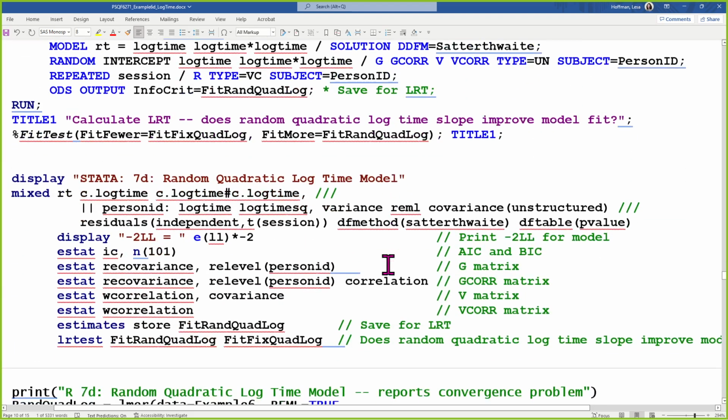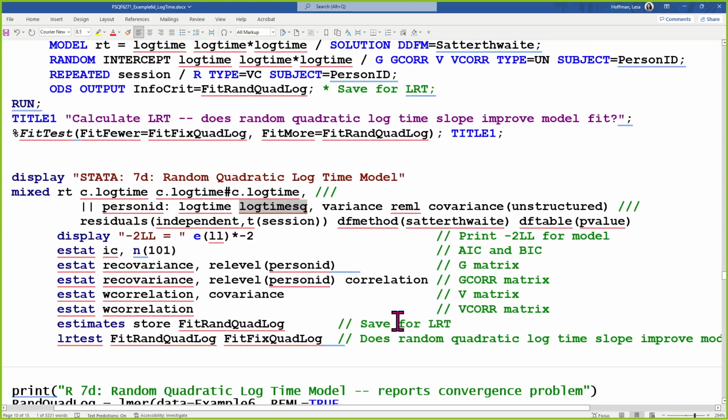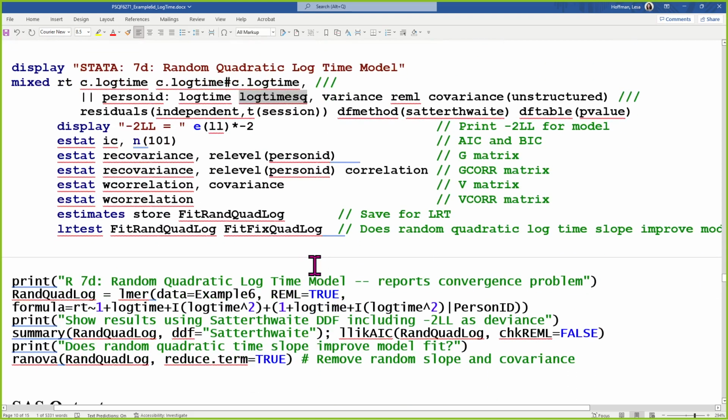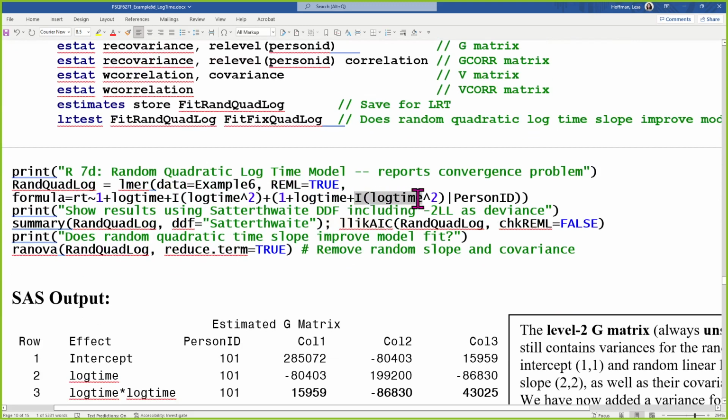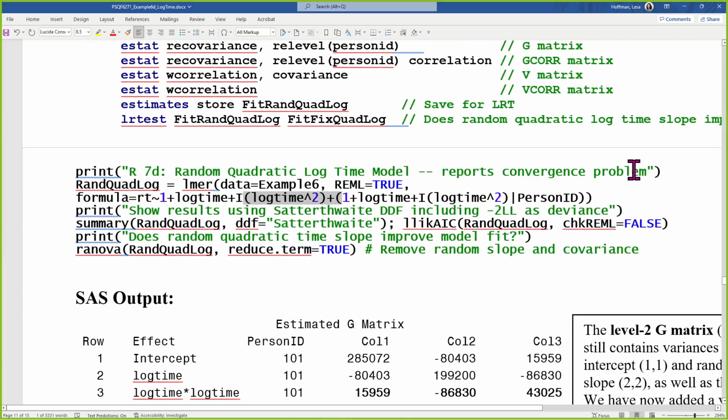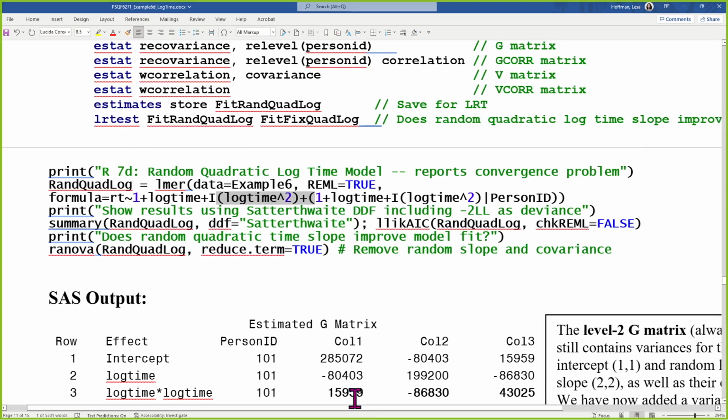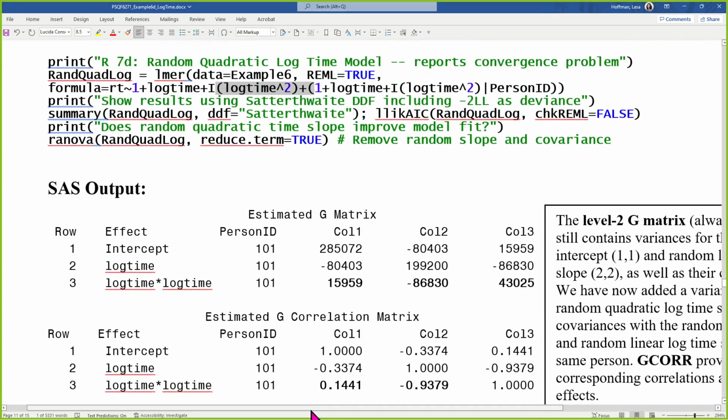And this is the point, Stata users, where I had to use log time squared as a variable. It wouldn't let me do log time times log time in the random part of the model. I don't know why. In R, it was fine with that. So I have this I log time squared thing in the random function, as well as a fixed effect over here. And I have a note that this model reported a convergence problem in R, although it was fine in the other pieces of software. So something with lmer does not like quadratic slopes, it seems.